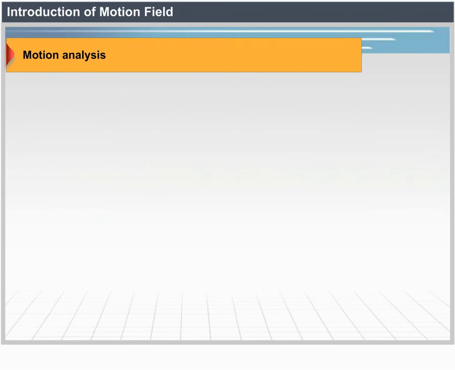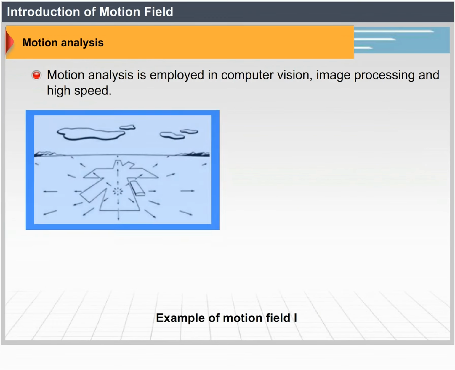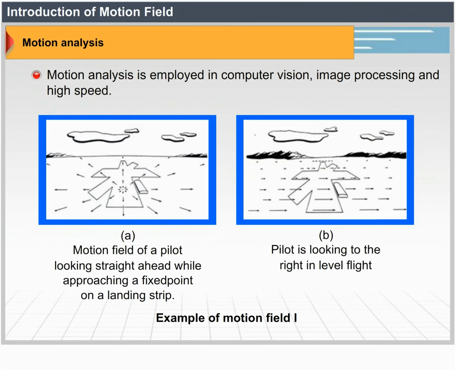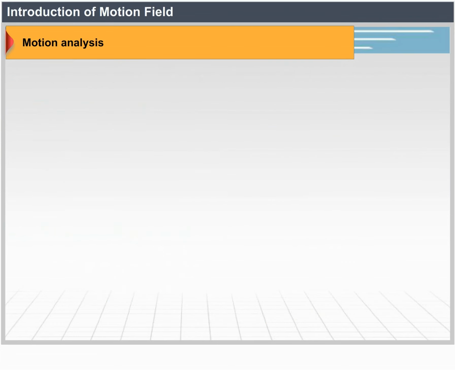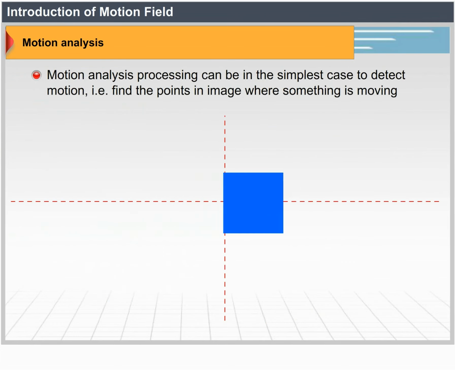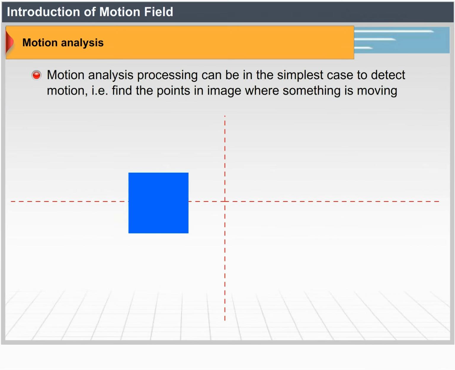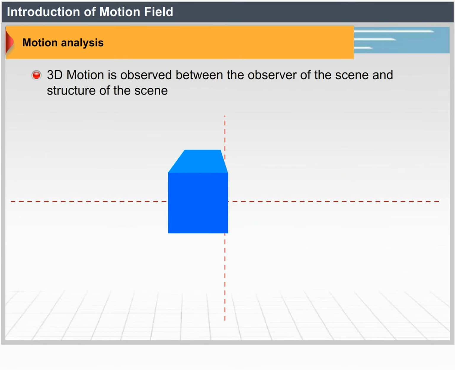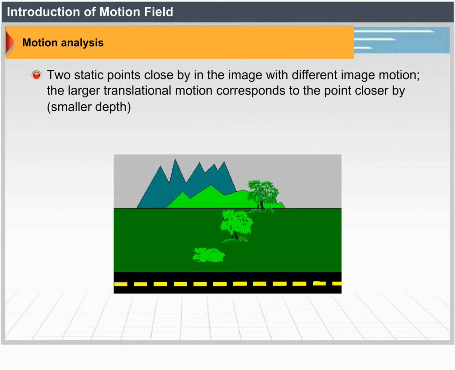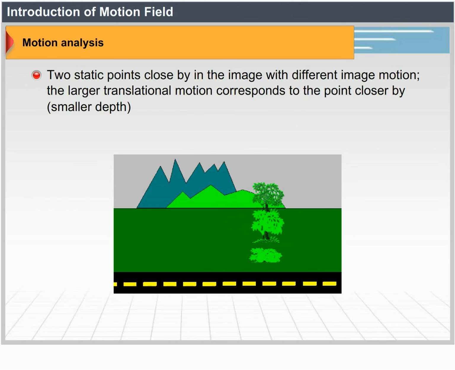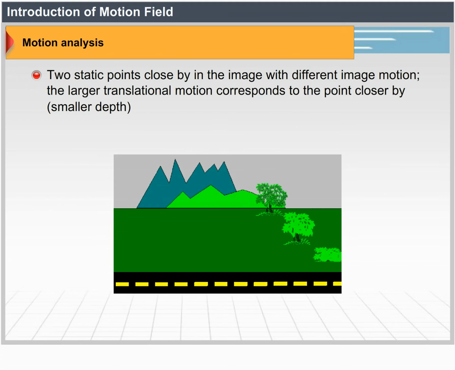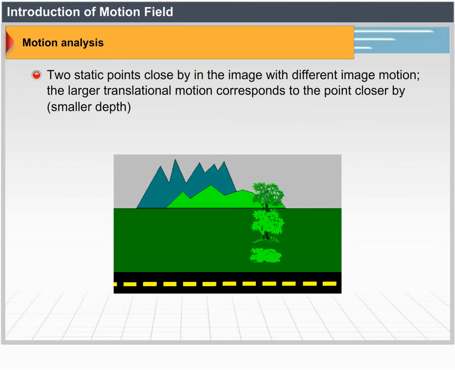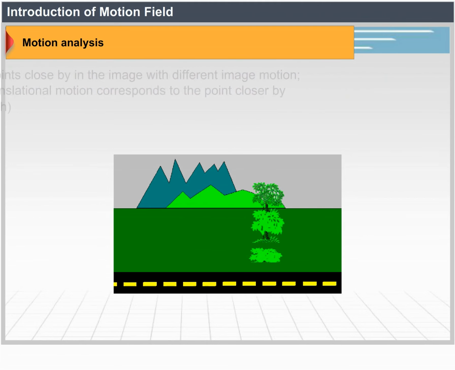Motion analysis. Motion analysis is used in computer vision, image processing, and high-speed processing. Motion analysis processing can, in the simplest case, be to detect motion, that is, find the points in an image where something is moving. 3D motion between observer and the scene, and the structure of the scene. Two static points close by in the image with different image motion: the larger translational motion corresponds to the point closer by, smaller depth.